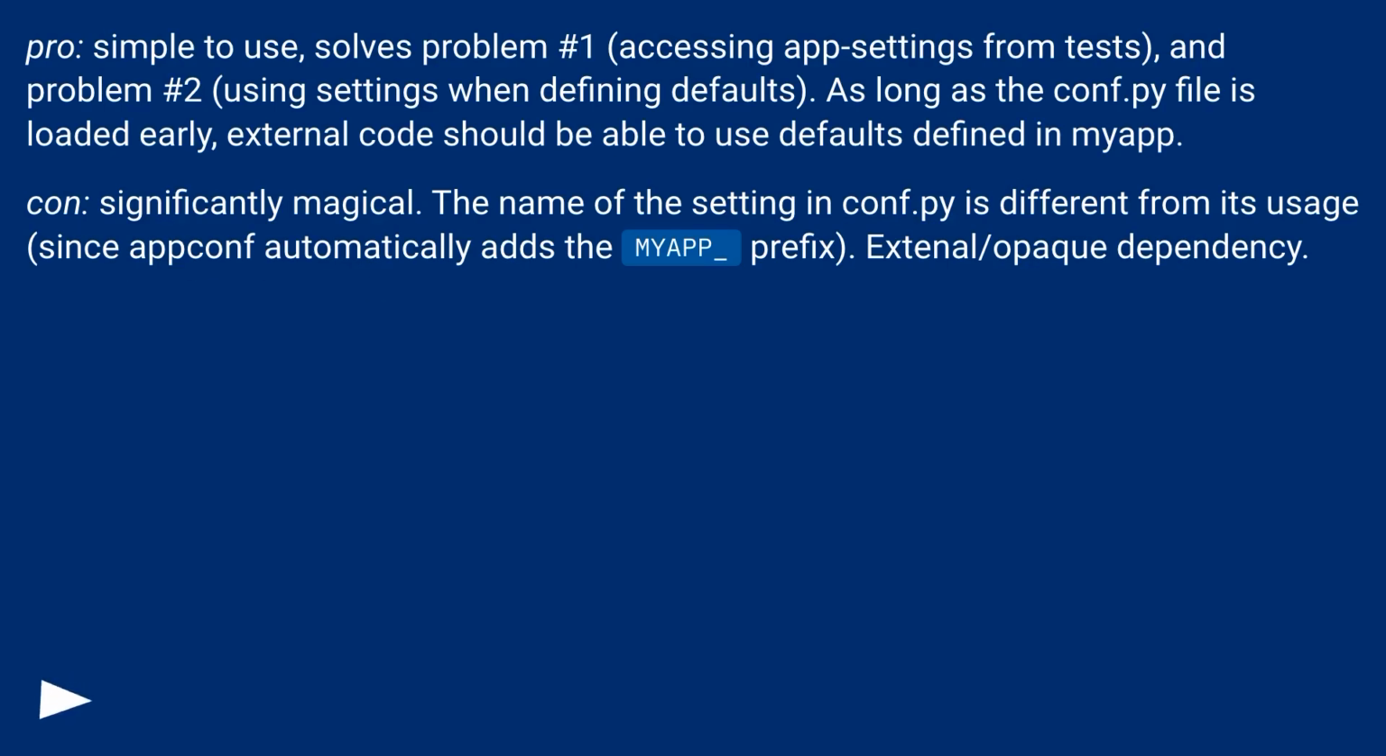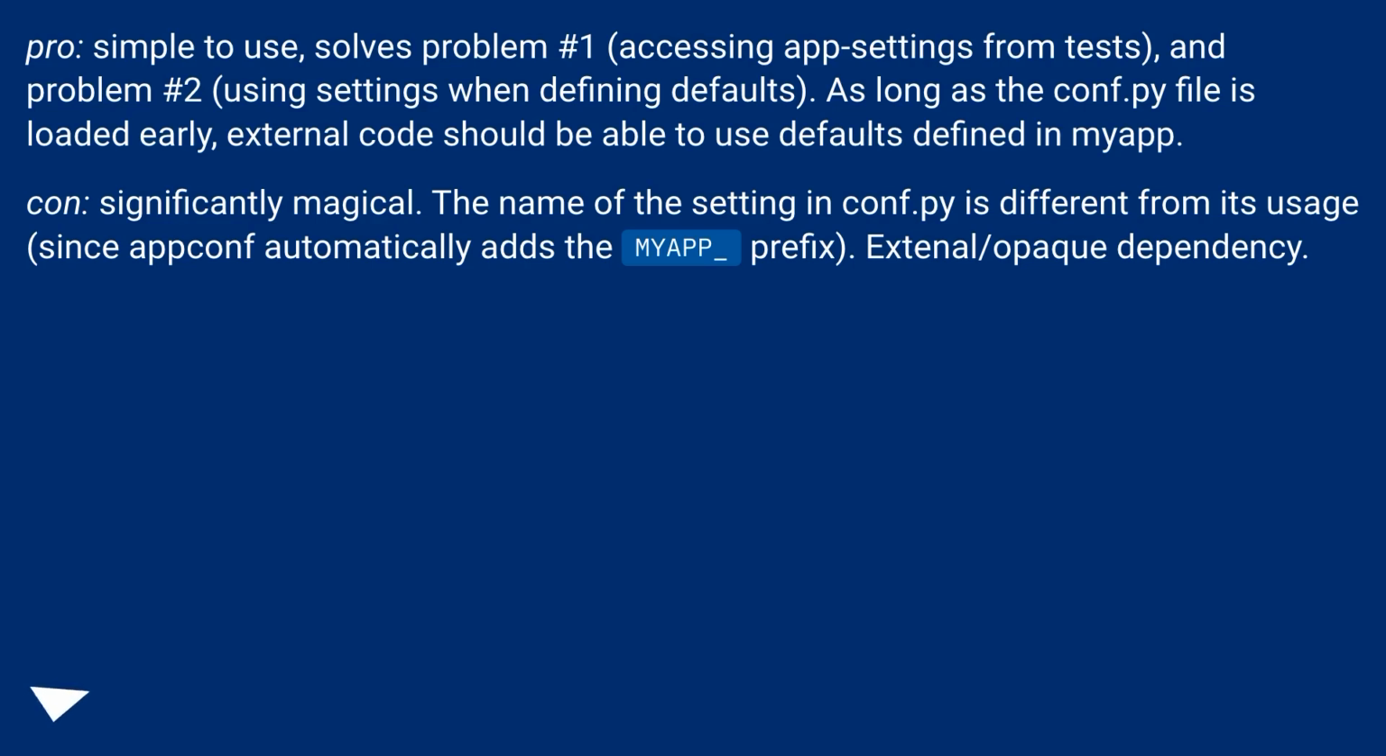Pro: simple to use, solves problem number 1, accessing app settings from tests, and problem number 2, using settings when defining defaults. As long as the conf.py file is loaded early, external code should be able to use defaults defined in myapp.